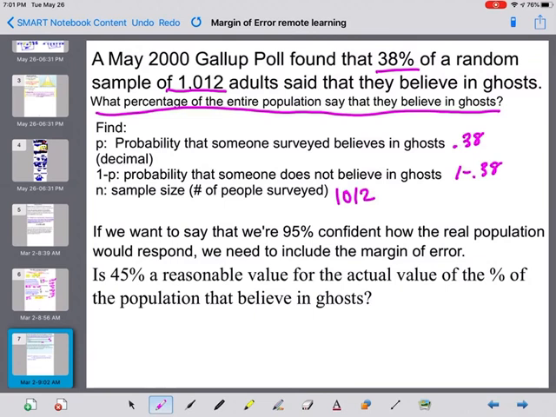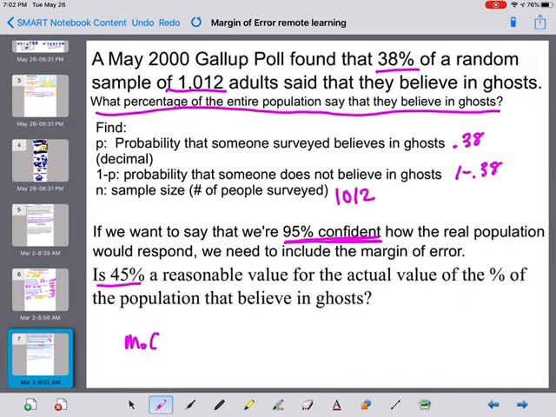So if we want to say that we're 95% confident about how the real population would respond, we need to include the margin of error. So it wouldn't be exactly 38%, it would be somewhere in a range around that. So let's calculate it. We also want to find out, is 45% a reasonable value for the actual value of the percent of the population that believe in ghosts? Well, if it falls within the range, the 95% confidence interval, then yes, it's a reasonable value. And if it's outside of it, then no, it's not reasonable.